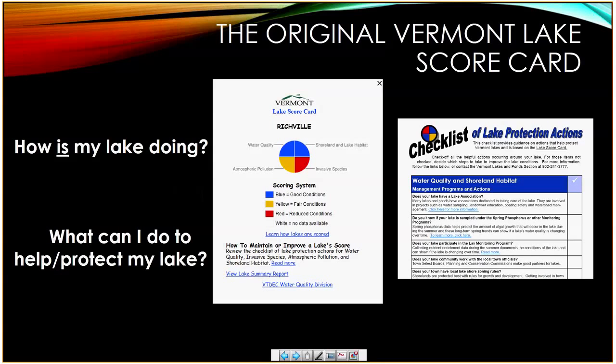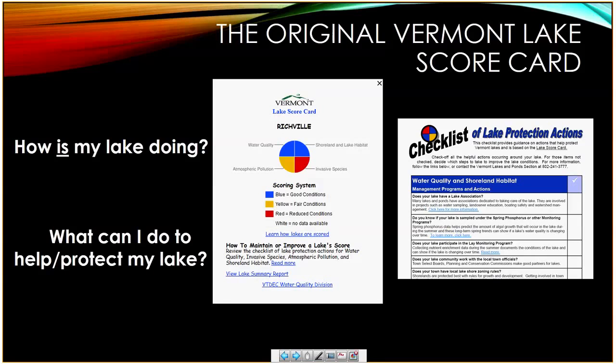So the original Lake Scorecard was developed in 2010. As I mentioned, it was from an idea that Amy Peacott had after looking at other similar ways to communicate information about overall lake health. It was designed to answer two questions. The first is, how is my lake doing? And the second, what can I do to protect my lake?